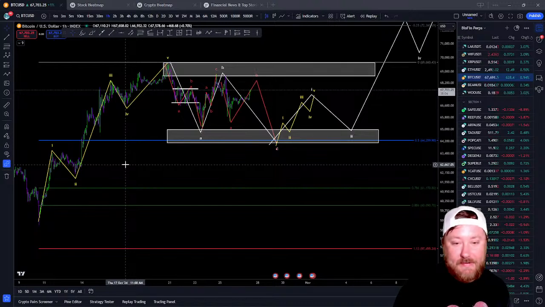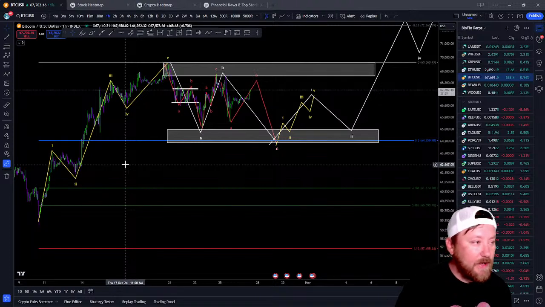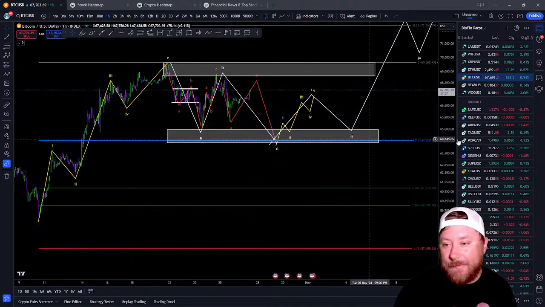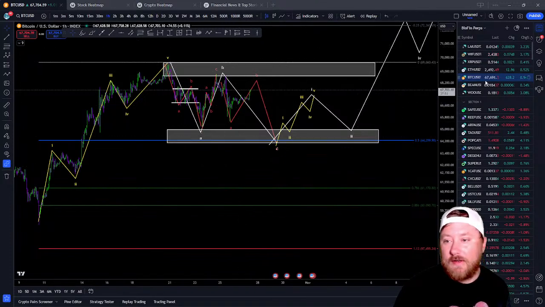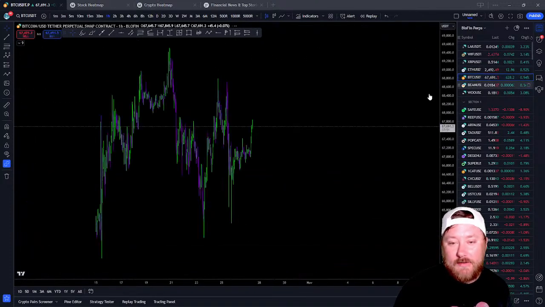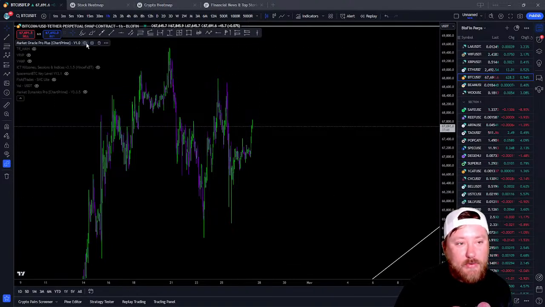But yeah, got about 10 minutes left. So if you guys have anything you want me to look at, throw it in the chat and I'll just give a basic look at it. Let's go over to the Blowfin chart and let's go over some Chart Prime real quick.